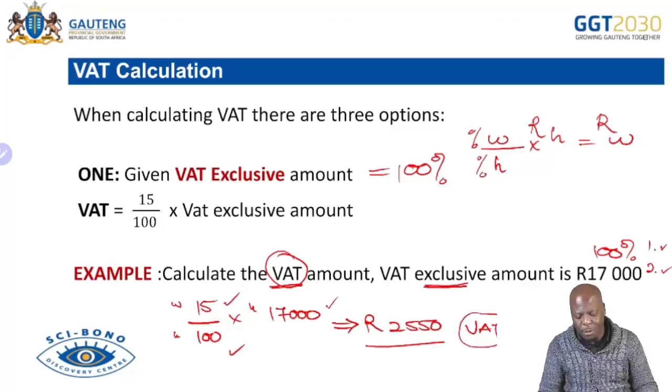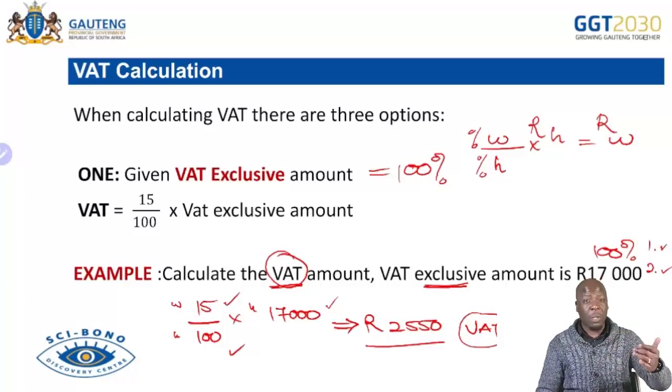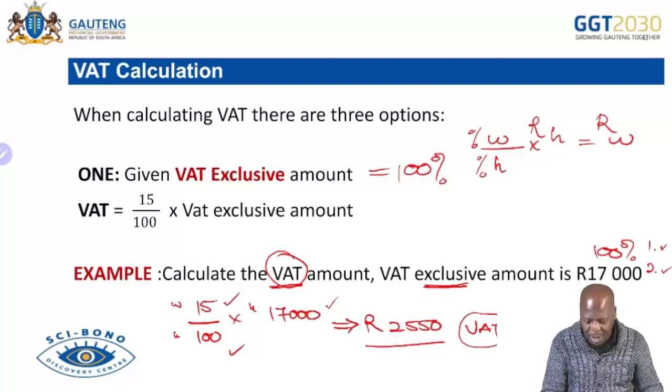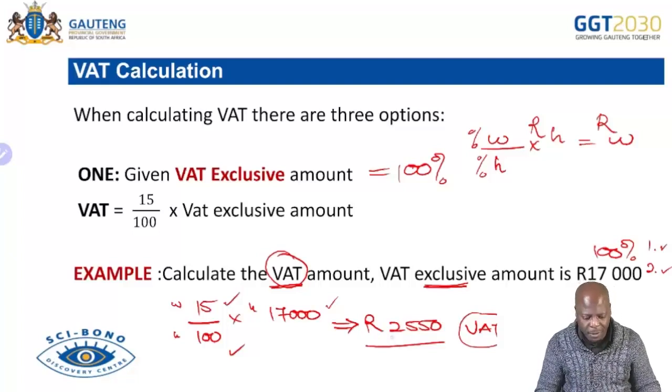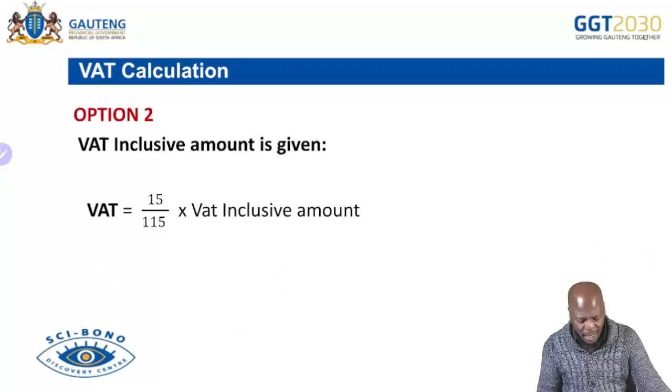So what did we do? We simply decided what we want. The moment you know what you want, which is your VAT, it goes on top, and what you have goes at the bottom. And your have must have two values, the percentage as well as the rand amount. And then we ended up with 2,550. Let's see if there's another option in calculating VAT.